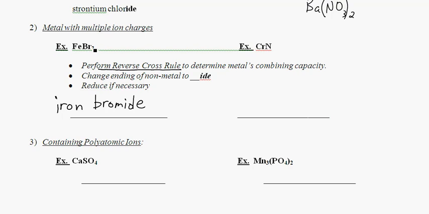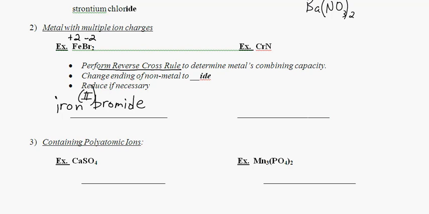Well, you've got 2 bromides that are bonded to it. Bromide is always -1. So if I've got 2 of them, I've got a total negative charge of -2. I've got 1 iron to balance that -2. So this iron must be a +2. So I'm going to put 2 in brackets. So it's iron, Roman numeral 2, bromide.